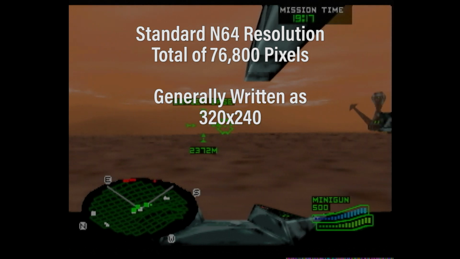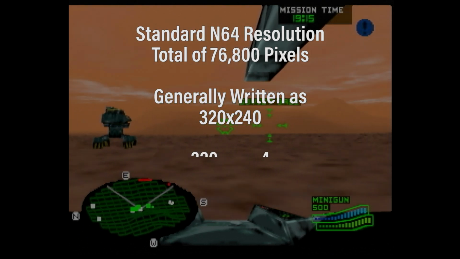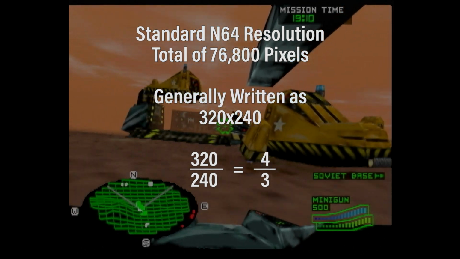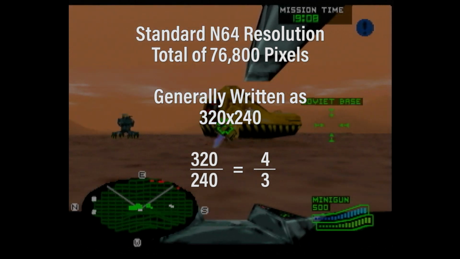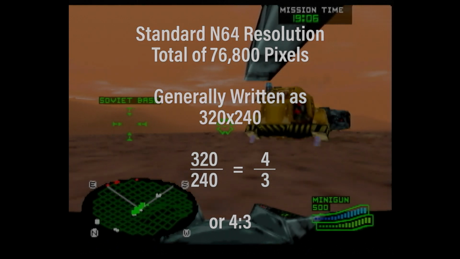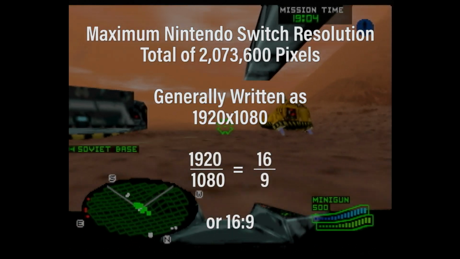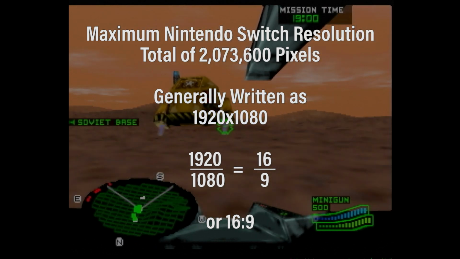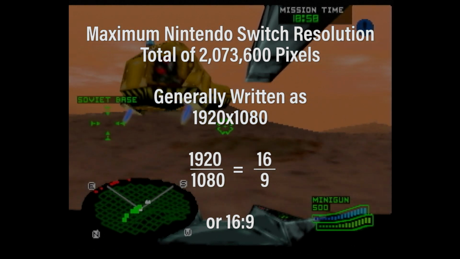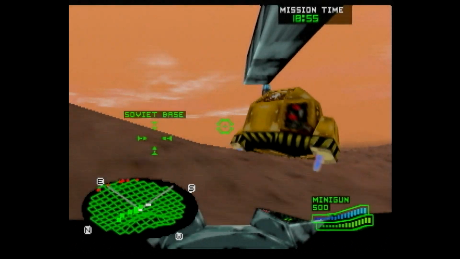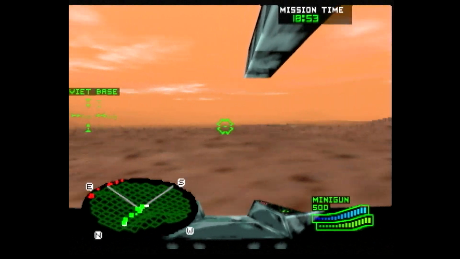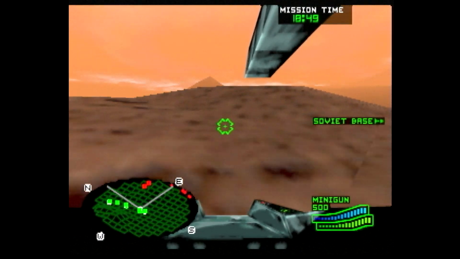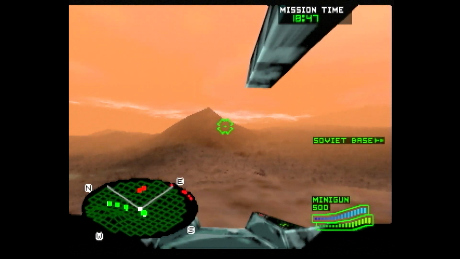Now what's cool, if you like math, is that if we stack these as a fraction, 320 over 240, and simplify it, we get the familiar number of 4/3, or a 4:3 aspect ratio. We can do the same thing with the output from a Nintendo Switch of 1920 by 1080, which simplifies down to 16/9, or 16:9. Math is neat. So from that, we can see that the 320 by 240 resolution that the Nintendo 64 outputs is just sort of inherently built to be displayed in a 4:3 aspect ratio.